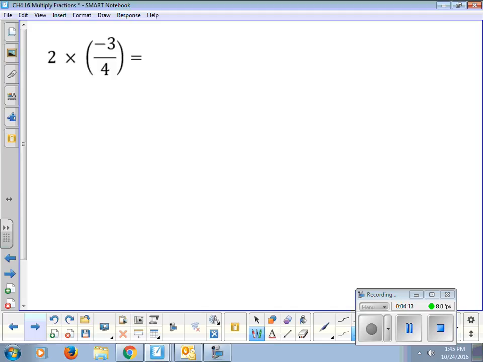If you move on to the next question, we have 2 times -3/4. When we look at this 2, how do we write it as a fraction? Over 1. And we're going to multiply our numerator, so we have 2 times -3. And we're going to multiply our denominator, so we have 1 times 4. What is 2 times -3? -6. And what is 1 times 4? 4.